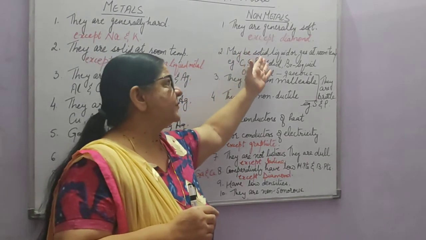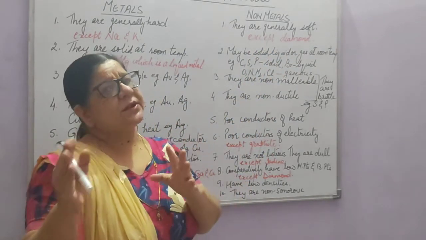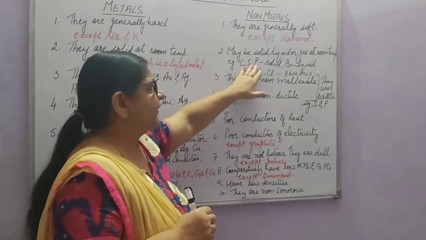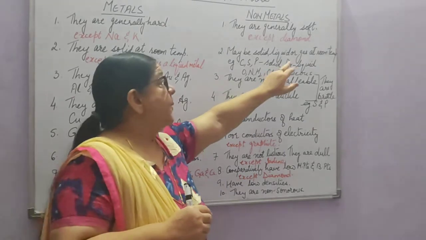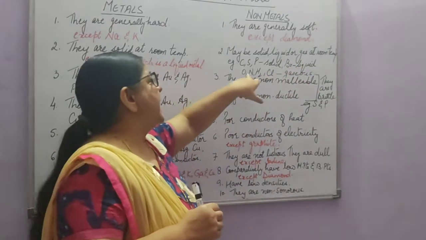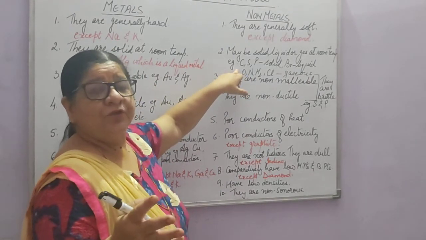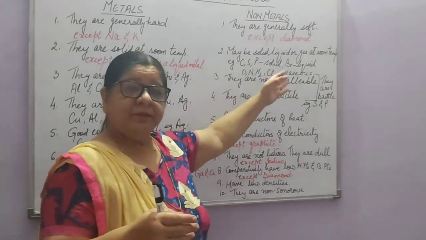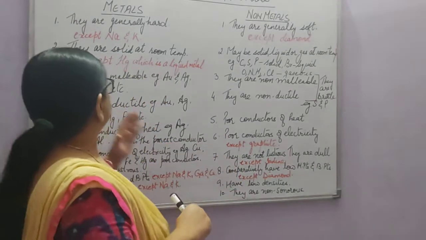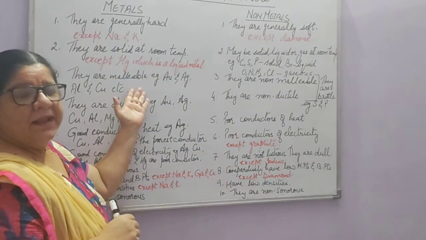Non-metals may be solid, liquid or gas. They can occur in all three forms, like carbon, sulfur, phosphorus. They are solid. Bromine is a liquid non-metal, while all the gases like oxygen, nitrogen, hydrogen, then chlorine, these occur in the gaseous form. Then third point, they are malleable.